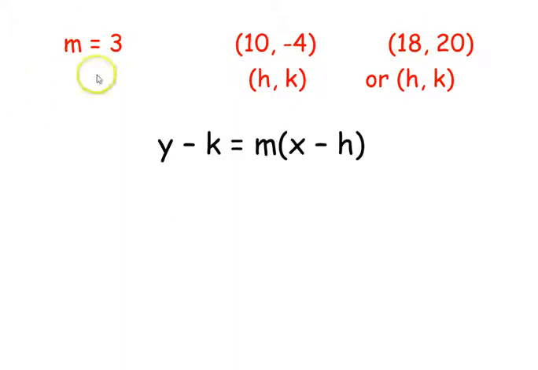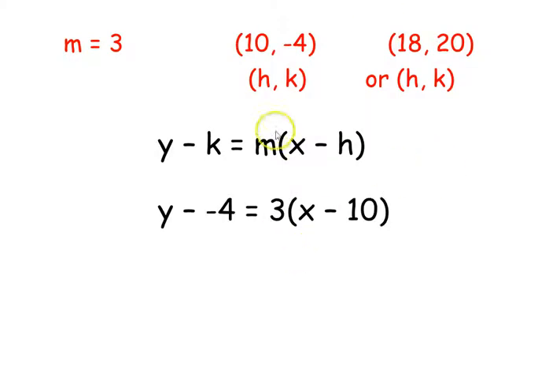And point-slope form is y minus k equals m times x minus h. This is the point-slope form. Not easy to remember, but once we have this information, we know that we can plug the slope and any given point into that equation. So I have to pick one of these. I can't plug in both of them at the same time for h and k. Either this is (h, k) or this is (h, k), and it doesn't matter which one you pick.